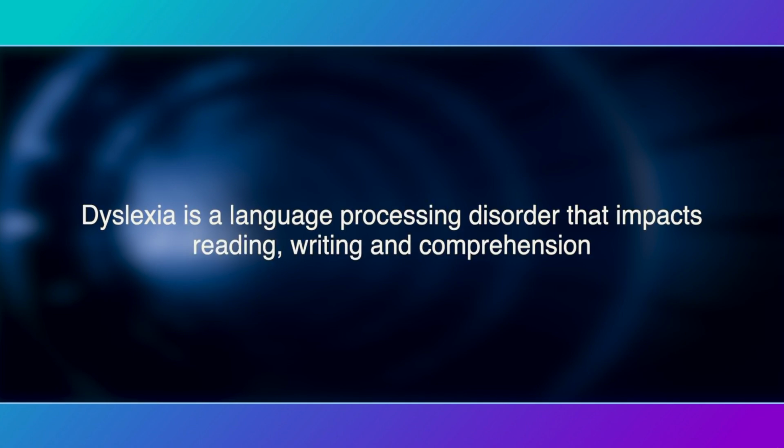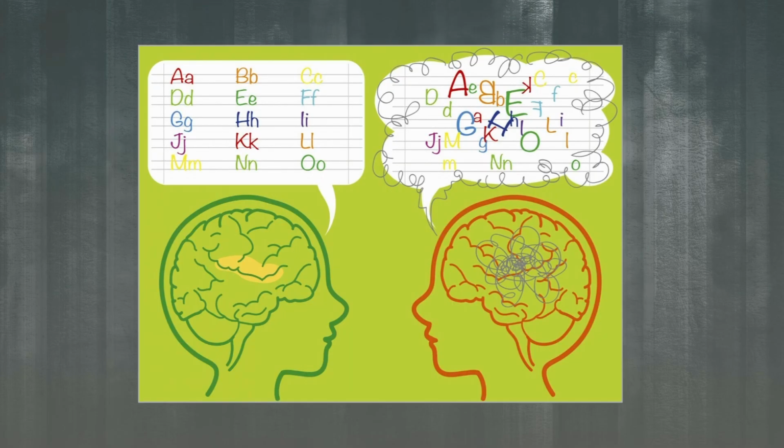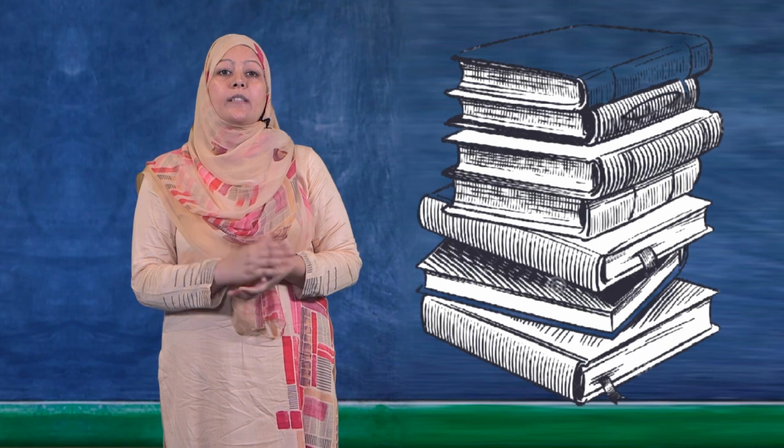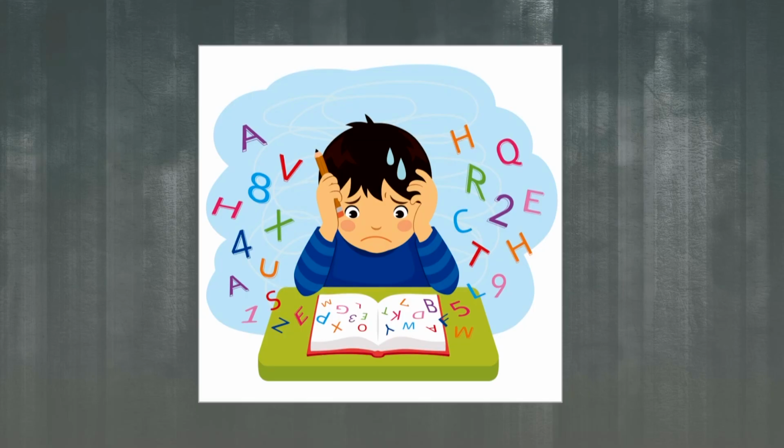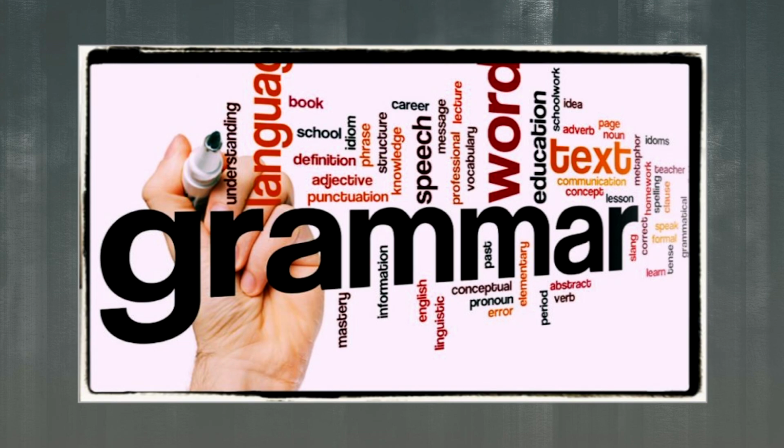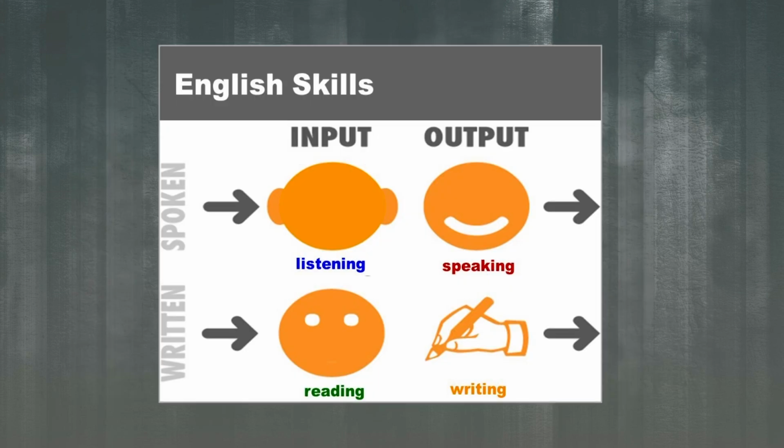Dyslexia is a language processing disorder that impacts reading, writing and comprehension. Dyslexics may exhibit difficulty decoding words or with phonemic awareness, identifying individual sounds within words. Dyslexia often goes undiagnosed for many years and often results in troubles with reading, grammar, reading comprehension and other language skills.